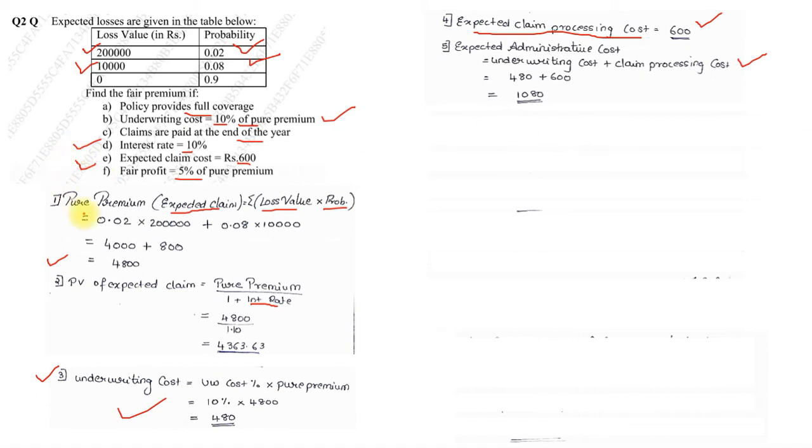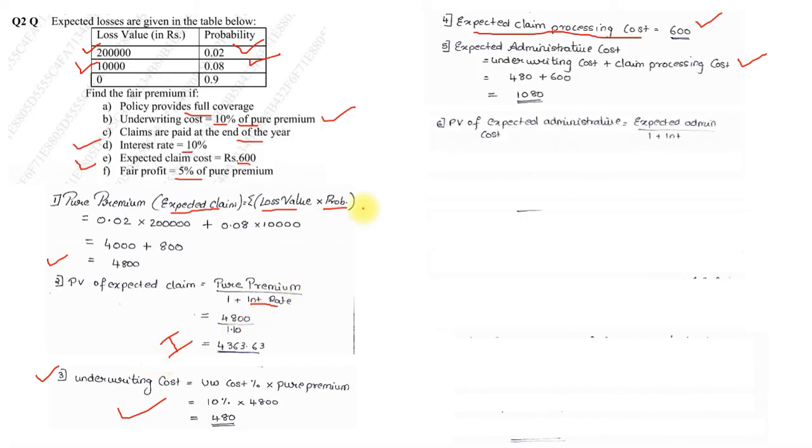Okay, so we start with pure premium expected claim, get the PV of expected claim. That's part one. So I'll note down this as part one. Second, we need to find underwriting cost. We found that using the formula. Then we had to note down the expected claim processing cost. We noted down that. Then we found the expected administrative cost, which is the addition of both.